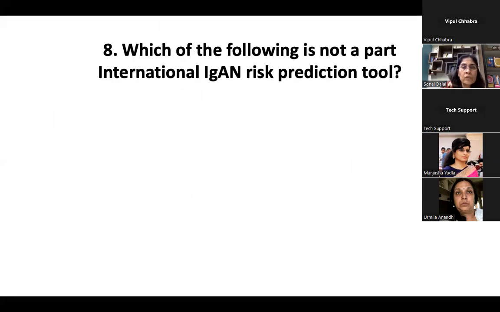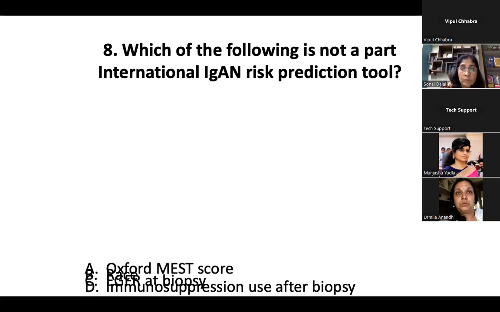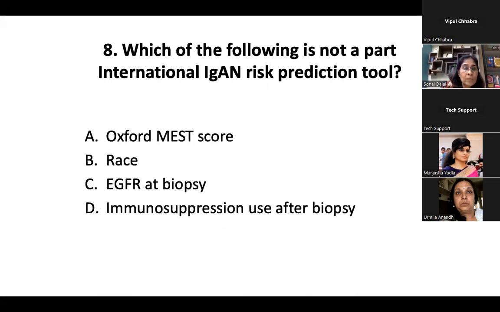Question number 8. Which of the following is not a part of the International IgA risk predictor tool? Option A, Oxford MEST score. Option B, race. Option C, eGFR at biopsy. And option D, immunosuppression used after biopsy. Your time starts now.